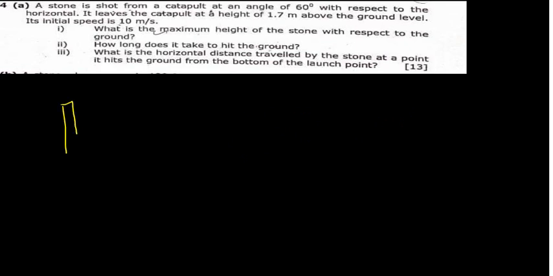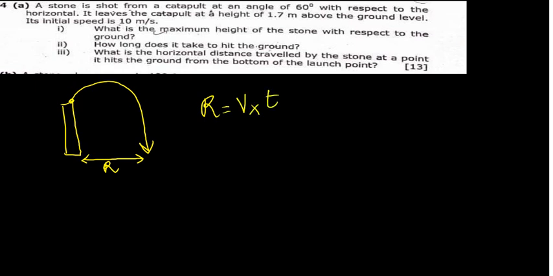So this is the top of the launch, like that. So we're looking for the horizontal distance. It is going to take the stone from the bottom of the launch to hit the ground. So that's the range there. And range is given by velocity in the x multiplied by t, because it is horizontal distance.